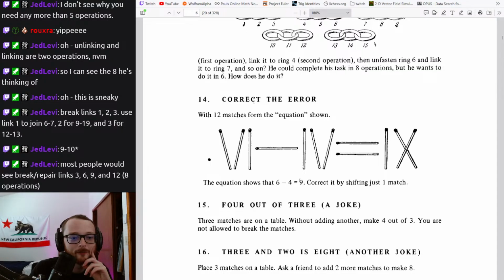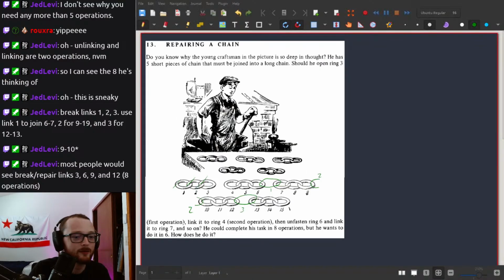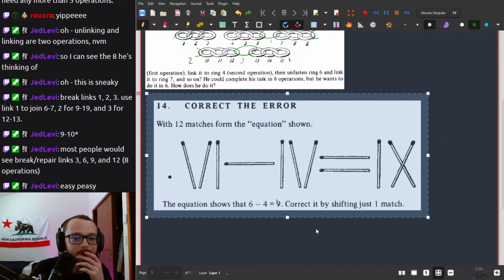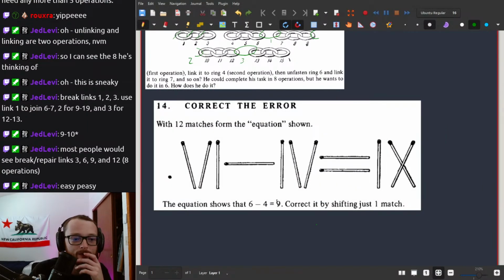Correct the error. With 12 matches form the equation shown. The equation shows that 6 minus 4 is 9. Correct it by shifting just one match. Easy peasy, lemon squeezy.